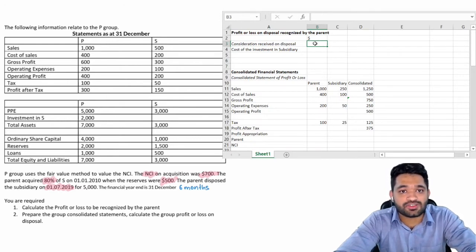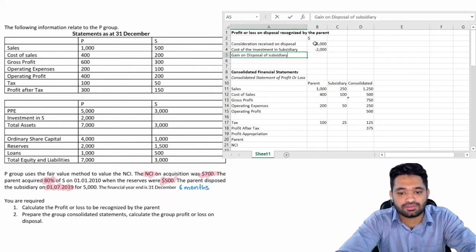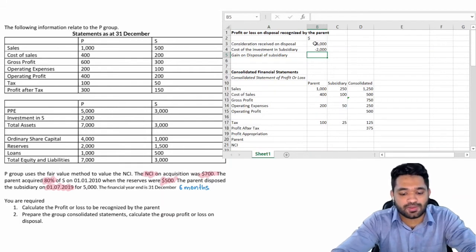So the consideration received on disposal is $5,000, and the cost of the investment in the subsidiary is $2,000, which you can take from the statement of financial position. So you see a gain on disposal of subsidiary. So this gain on disposal will be shown at 3,000. So this gain is going to be shown in the statement of profit or loss.